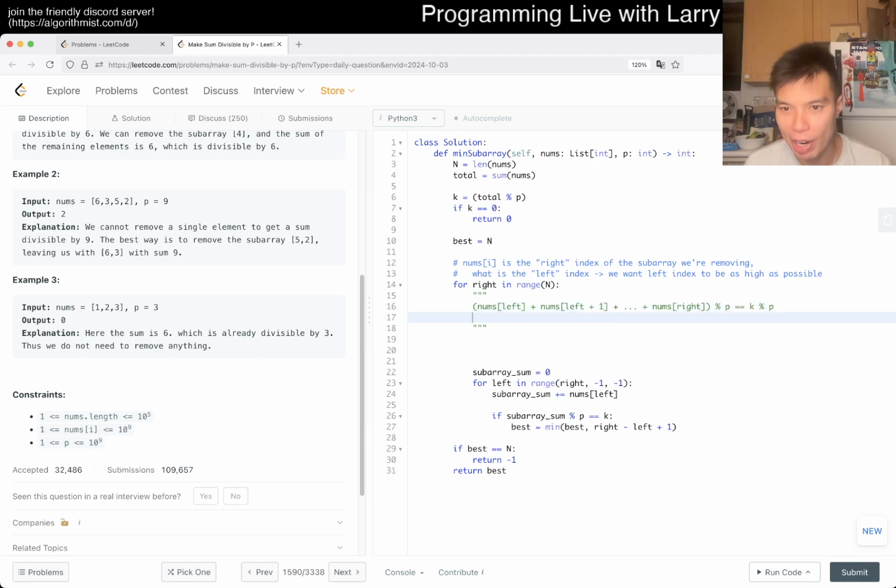We know what num sub right is in this case. We don't know what left is, but we know what right is. So we can take this out. Now we subtract num sub right on both sides. So then you have the same thing so far, plus dot dot dot plus num sub right minus 1, I think, and it's going to be mod p on both sides. So now this is the number that we care about, mod p, right?